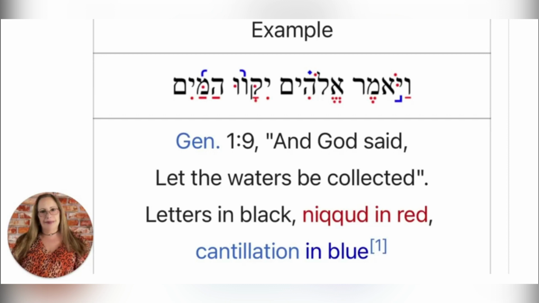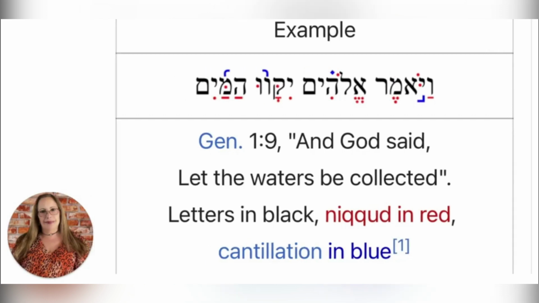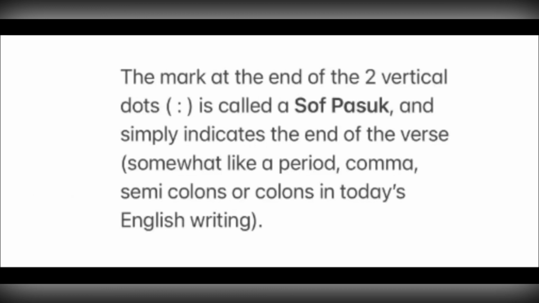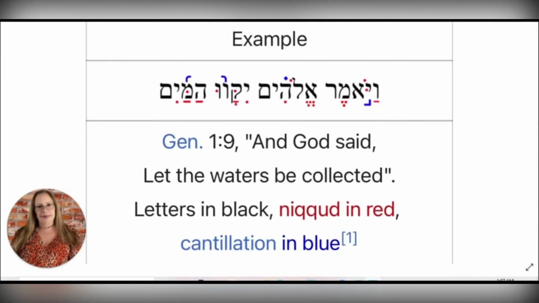The second one is called the sof pasuk, which indicates the end of a verse. And let me see if I can find one here. Oh, here it is. Okay. Right there. Okay, so that indicates the end of a verse. The mark at the end looks like 2 vertical lines, which I just showed you.